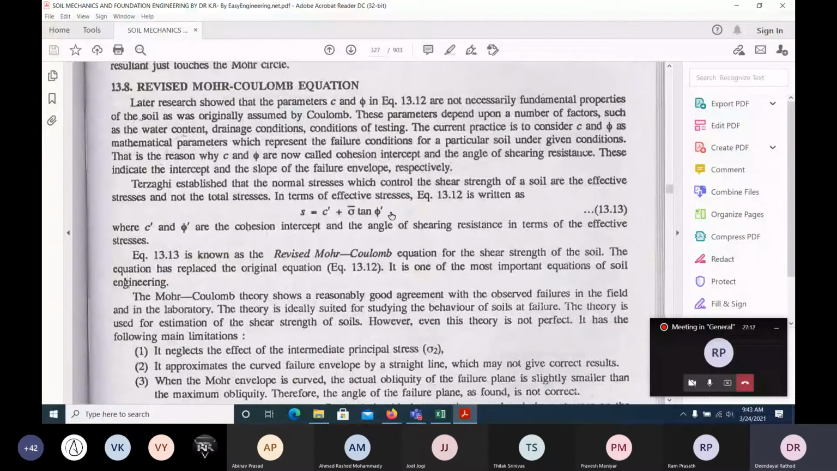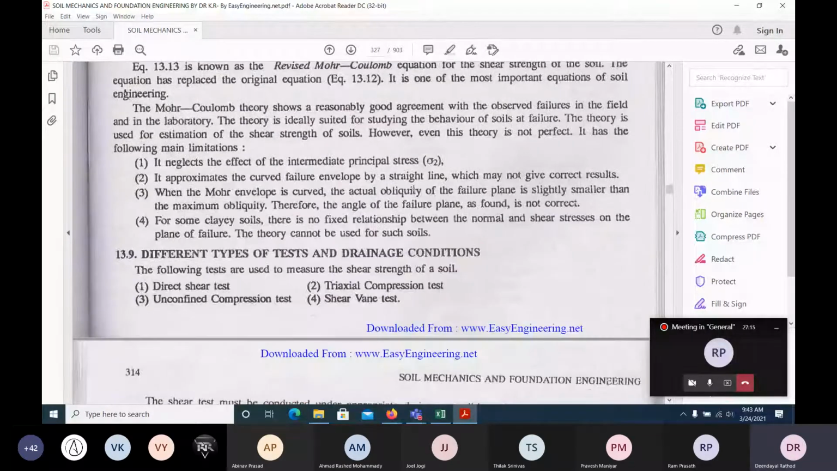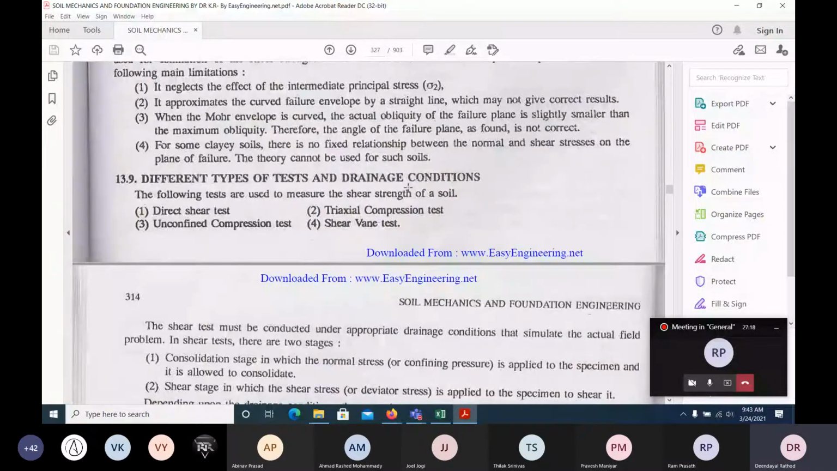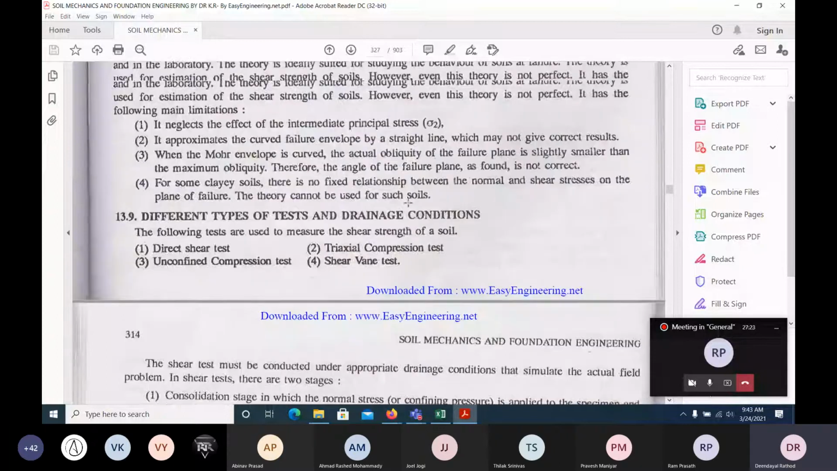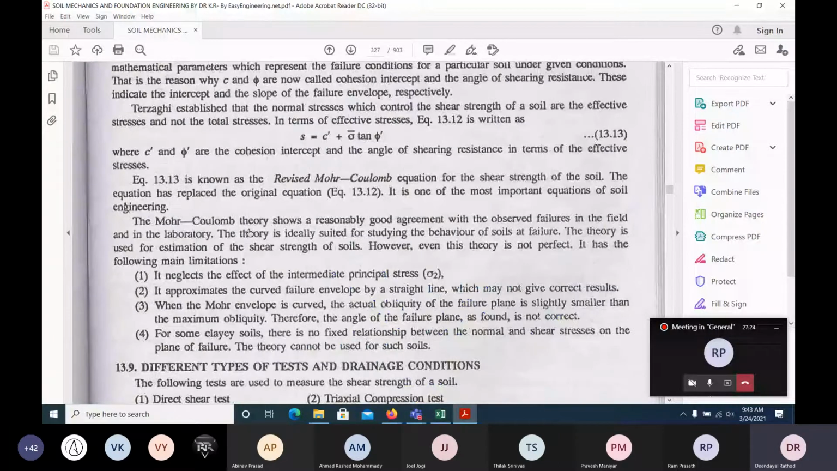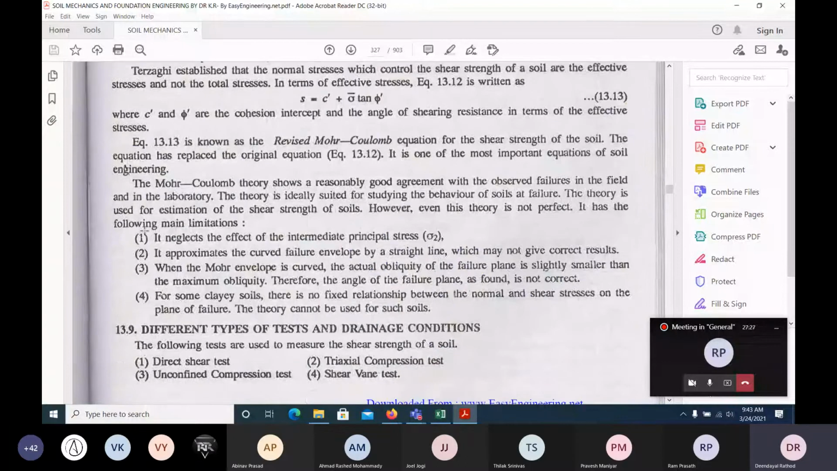Understand? So likewise, this is what is given. Different types of methods we follow, and here the limitations are given actually. So here what it says, this Mohr circle also has some limitations. Okay, so what are the limitations?